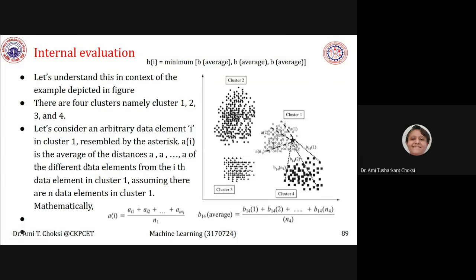Now, what is the case? The average distance of different data elements from the ith data element in cluster 1, assuming there are n1 data elements, mathematically we can say A of i is equal to A i1 plus A i2 and so on, all added, and divided by n1.